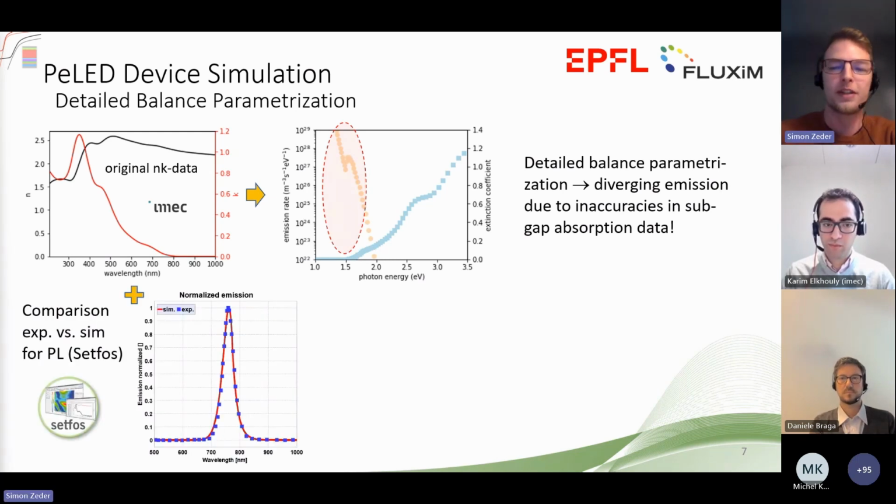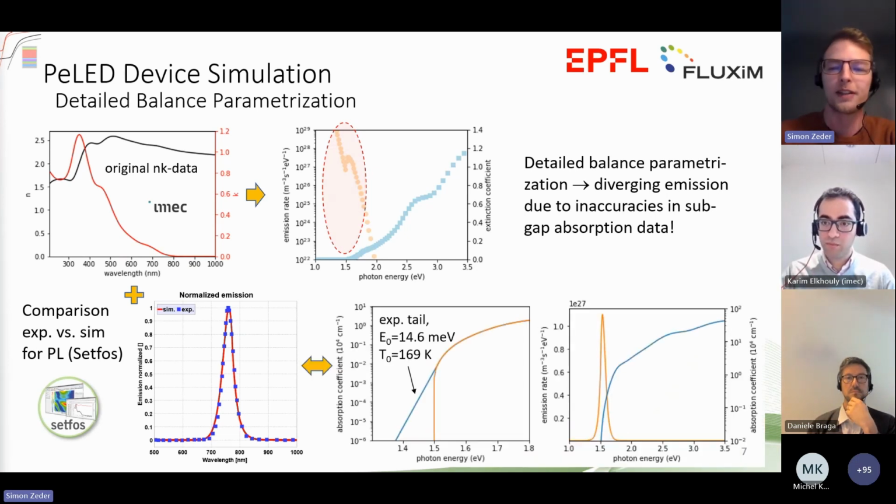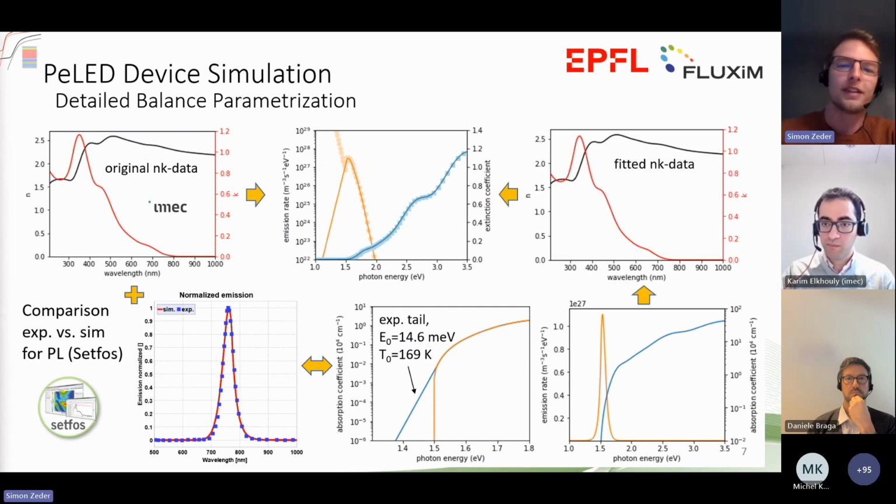Therefore, we had to ensure consistency of the NK data with the measured PL spectrum of the device by simulating its PL response using ZFOS and fitting the sub-gap absorption with an Urbach tail. This resulted in an iterative procedure until the simulated PL spectrum fit the experimental data. Using this fitted extinction coefficient in the perovskite NK data then finally also resulted in a well-behaved and physical emission spectrum, which was consistent with the measured PL of the device.